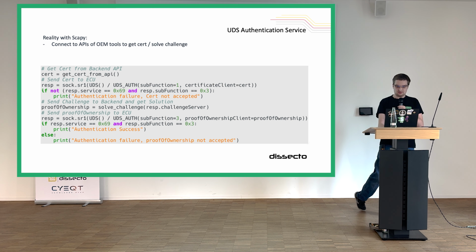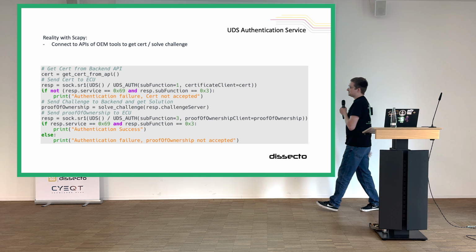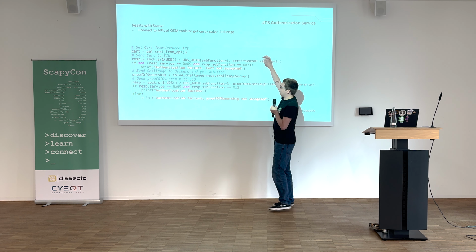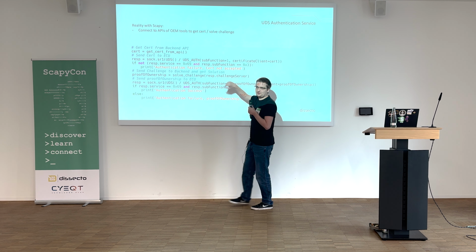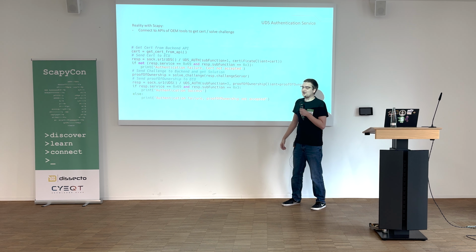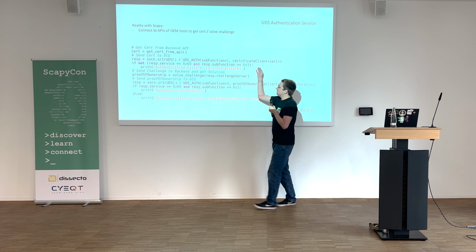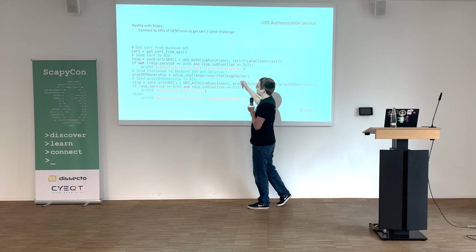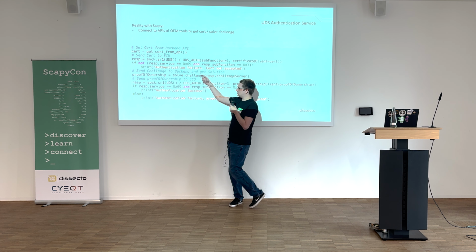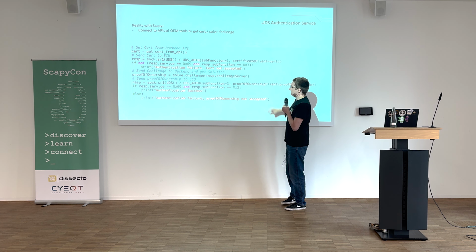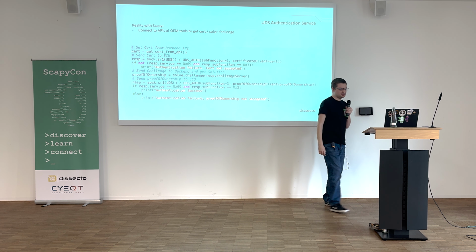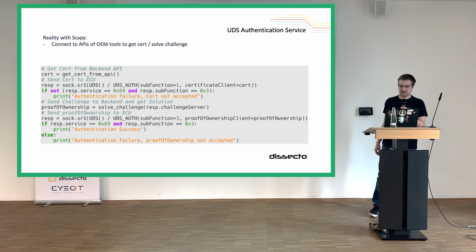So one function is missing here. First we need somehow to get the certificate. We need to write a function for that. Hopefully there's an API from the OEM. When we send it to the ECU, when we get our answer, and when we send the challenge here to the backend, then we can send the authentication to the ECU and hopefully get authentication success.